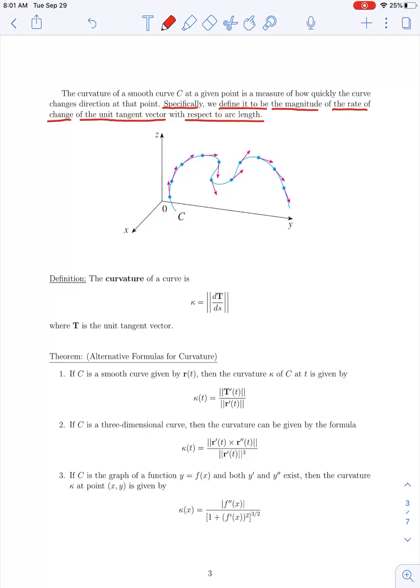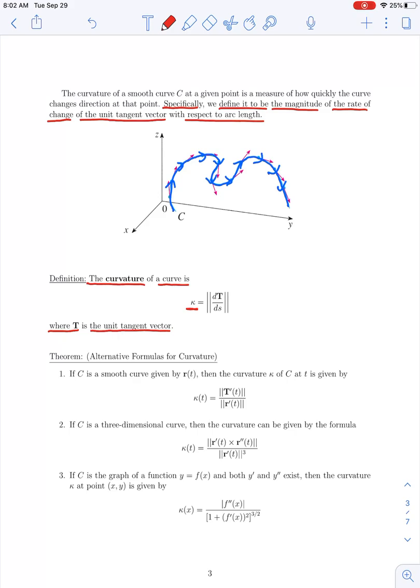So let's think about this visually, just an intuitive idea here. Let's say that we have some space curve C sketched out here. So orientation is along this direction. And we're going to define curvature as follows. Let's look at the definition first and then we'll illustrate it. So here the curvature of a curve is defined as kappa. We use kappa to denote curvature. And it is defined as the magnitude of the derivative of T, where T is the unit tangent vector, with respect to s, the arc length of our function.